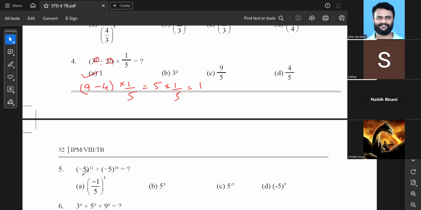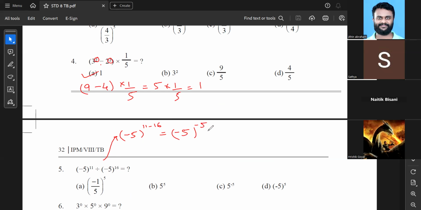Now let's proceed to the next one. Minus 5 raised to 11 divided by minus 5 raised to 16, how much is it? Again, you have a common number and you have a division in between them. So you can use the formula a raised to m divided by a raised to n. So minus 5 raised to 11 minus 16 will give you minus 5 raised to minus 5.